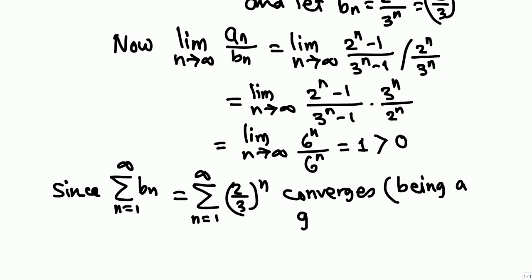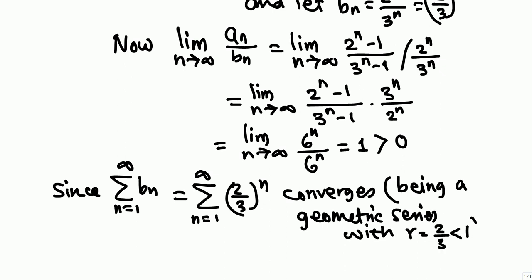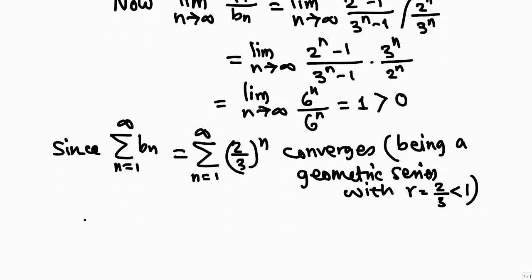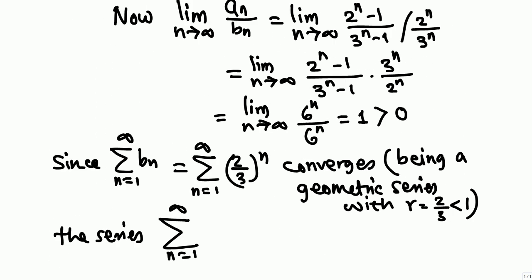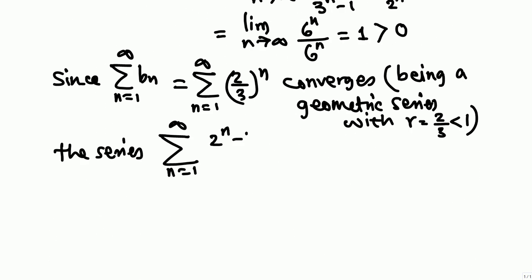being a geometric series with the ratio 2/3 less than 1, since this converges, the series with a_n, that's what we're looking for, we're trying to check the convergence for this one, (2^n - 1)/(3^n - 1), also converges.